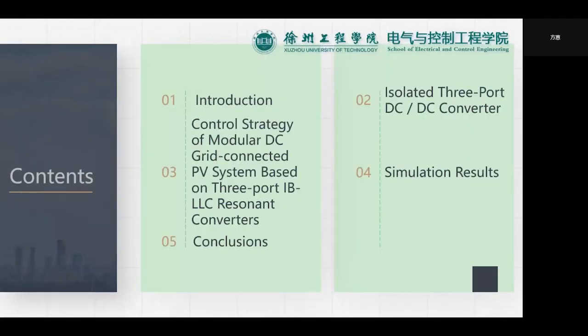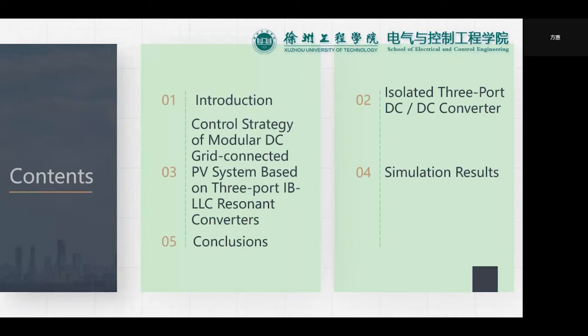My paper is named Simulation Research on Modular DC Grid-Connected PV System, and it consists of 5 parts. First of all is the introduction. In this part, I will explain the reason for this research and what we can do for industrial areas. In the second part, I will show you the circuit structure of the isolated 3-port DC-DC converter, and the advantages of this topology are explained theoretically.